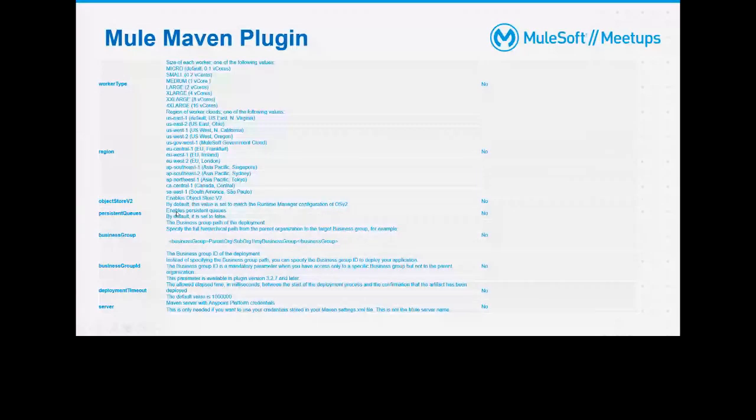Then persistent queue: if you need to enable any persistent queue for the application, you can pass this. You can pass the business group, in which business group you have to deploy the application, the business group ID. Then you can also pass the deployment timeout parameter, which is in milliseconds.